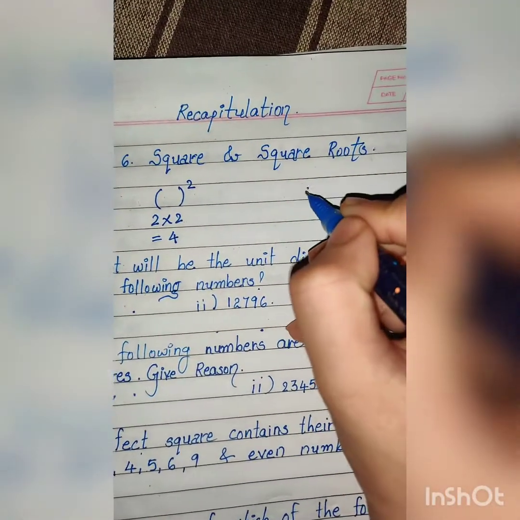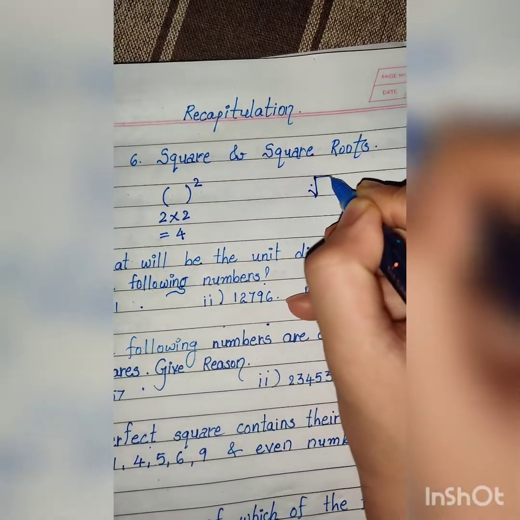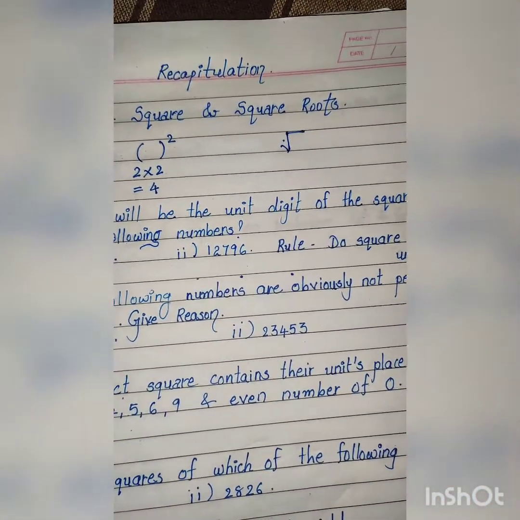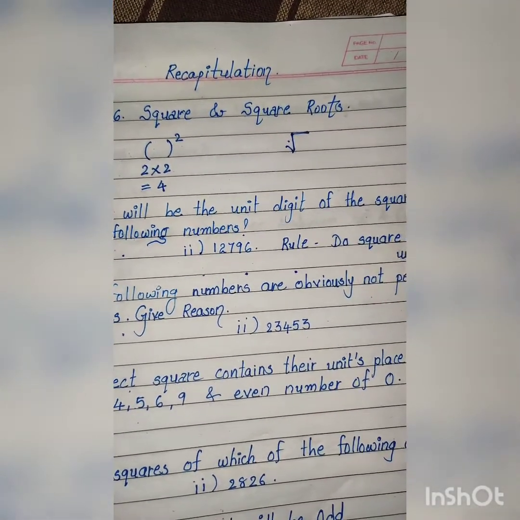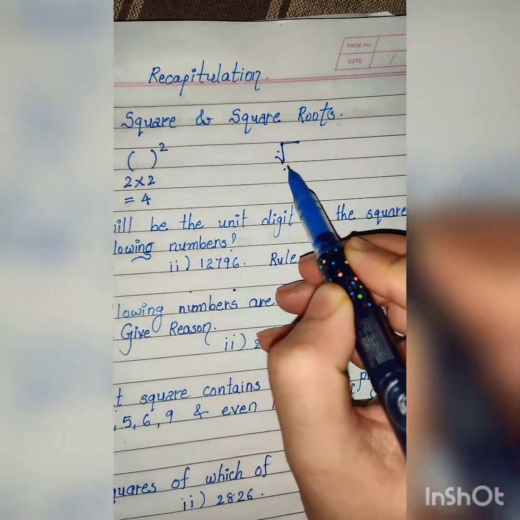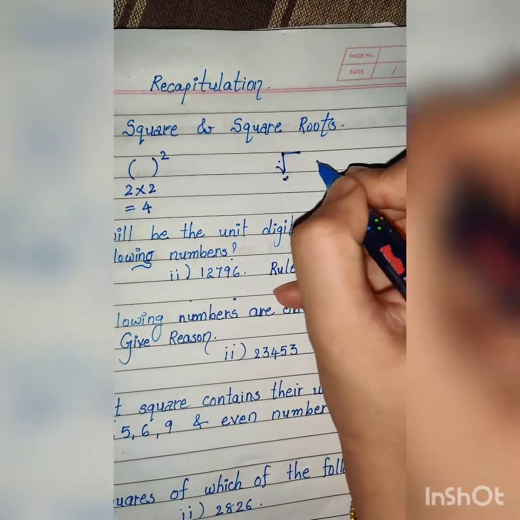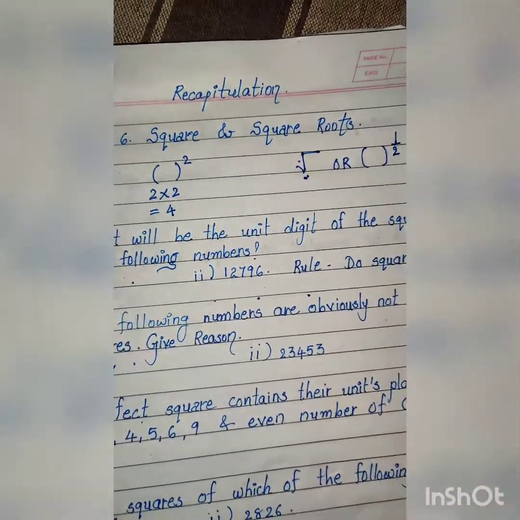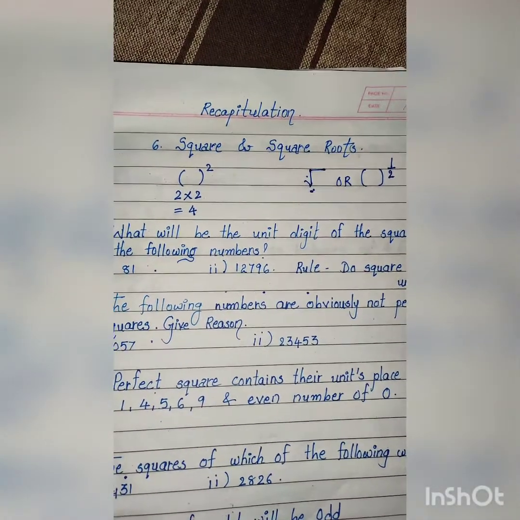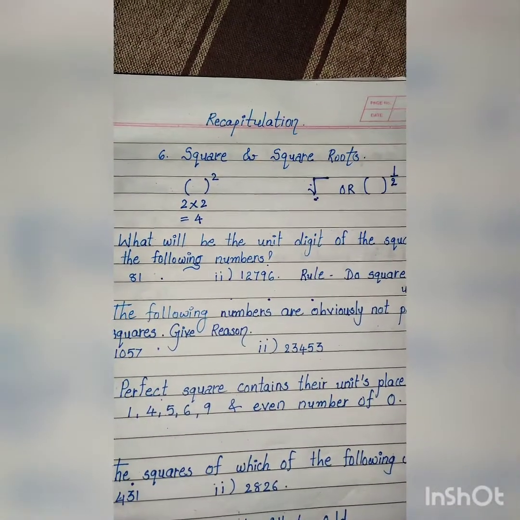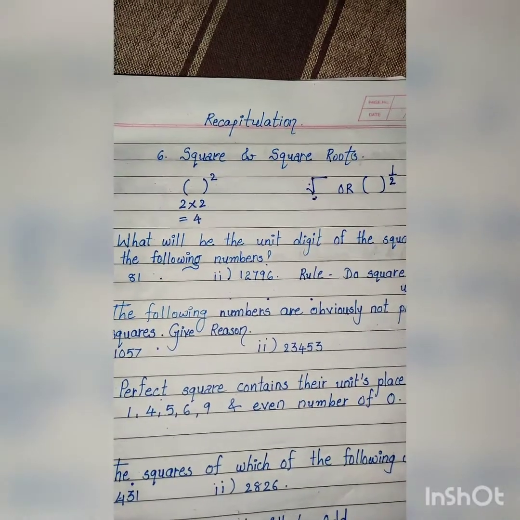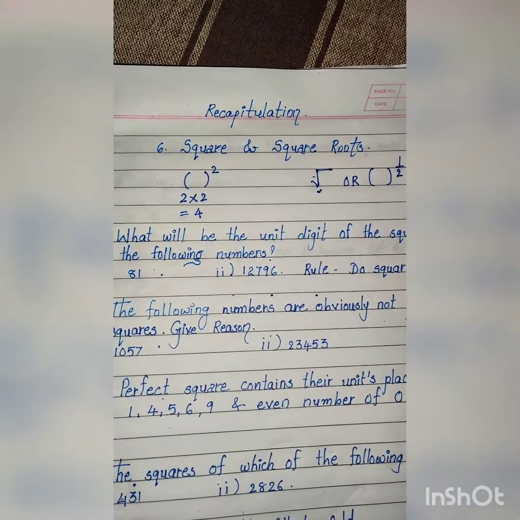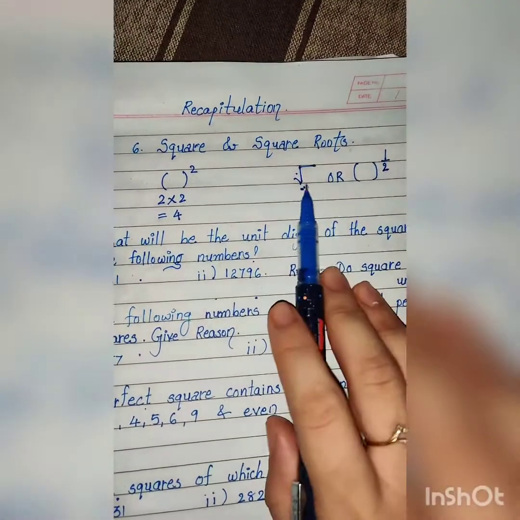And what is square root? It is the inverse operation of square. Just like the inverse operation of multiplication is division, and of addition is subtraction, the inverse operation of square is square root. And this is the symbol of square root, or in this way also you can write it, 1 upon 2. Is that clear? So this is the meaning of square and square root. Square means multiplying any number two times, the same number, will give you the square, and square root is the inverse operation of square. Okay, this is the symbol of square root.